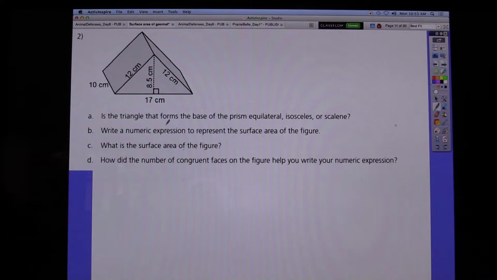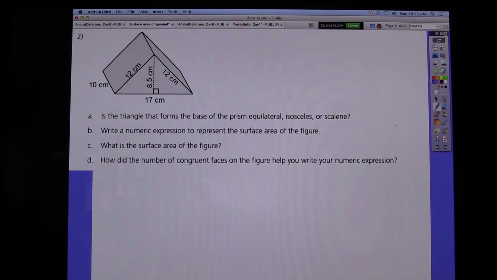of the Prism board. B says write a numeric expression to represent the surface area of the figure. C wants to know what is the surface area of the figure. And D wants to know how did the number of congruent faces on the figure help you write your numeric expression. Okay, the very first thing I'm going to do, and I do this always, I'm going to make a net. And when I make that net, it's going to ensure that I don't leave any of the faces out, so I can come up with a numeric expression that is complete.